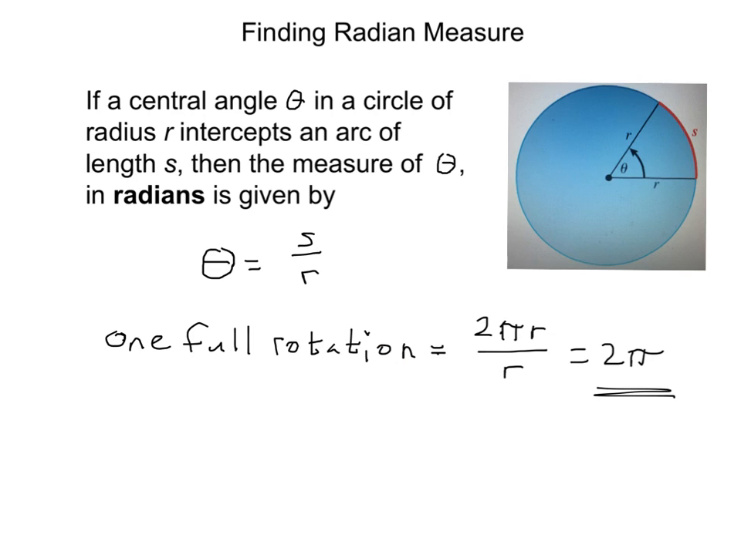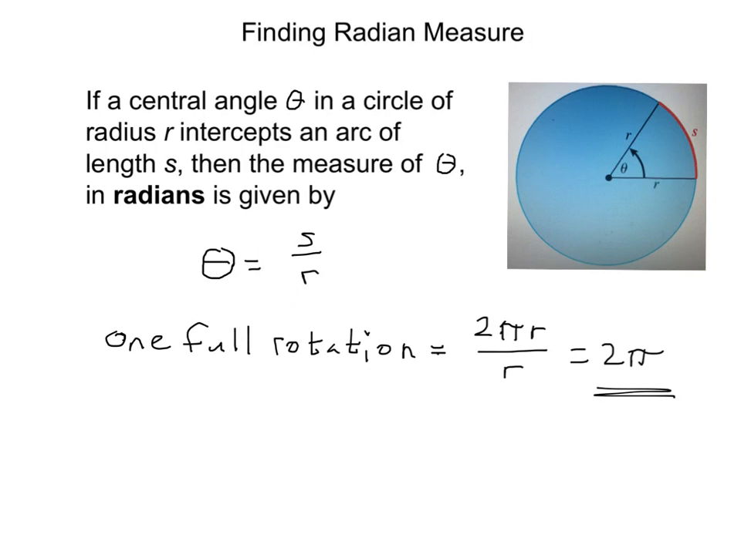So how do we go about finding the radian measure? Well, if a central angle theta in a circle of radius r intercepts an arc of length s, then the measure of theta in radians is given by theta equals s over r.